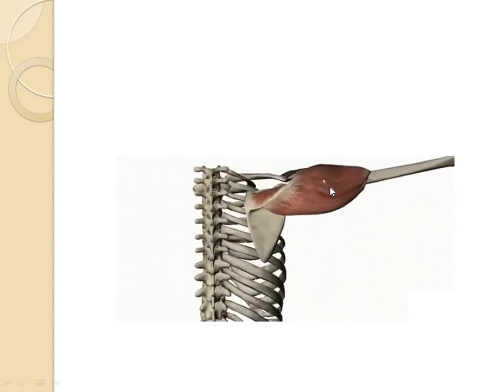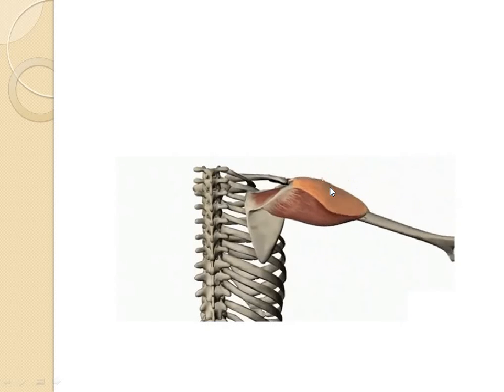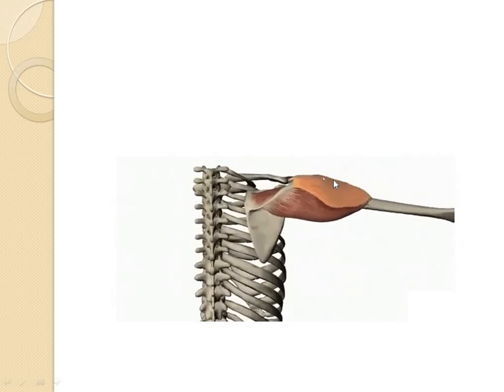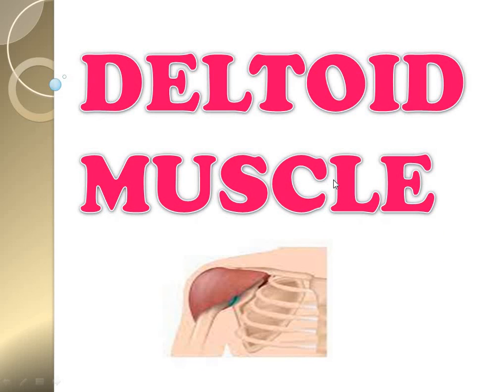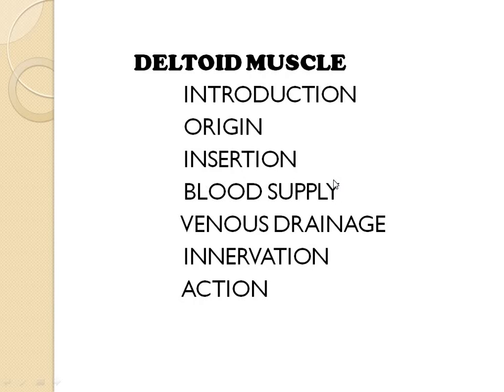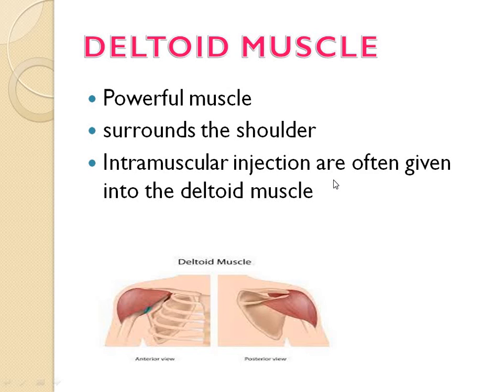Did you think, if we want, we raise the hand up? How is it possible? This is because of the deltoid muscle. Deltoid muscle means what? It is a powerful muscle that surrounds the shoulder. This one is the deltoid muscle. This is the most common site for IM injection, intramuscular injection.